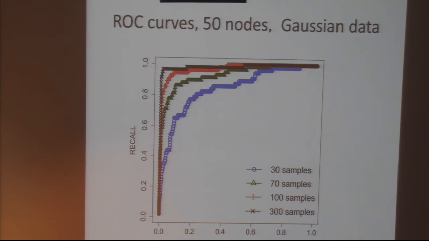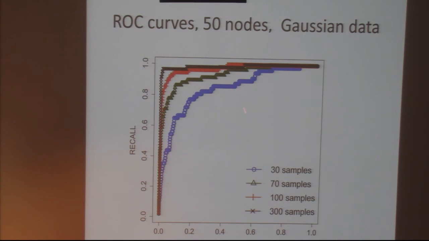And the ROC curves are to be understood such that since we generated the data, we have a gold standard network. And when we reconstruct, we can sort by the absolute value of the partial correlation coefficient. And then we can do a ROC curve and see how easy it is to get back the correct edges from the gold standard. And you see it depends a lot on the sample size.